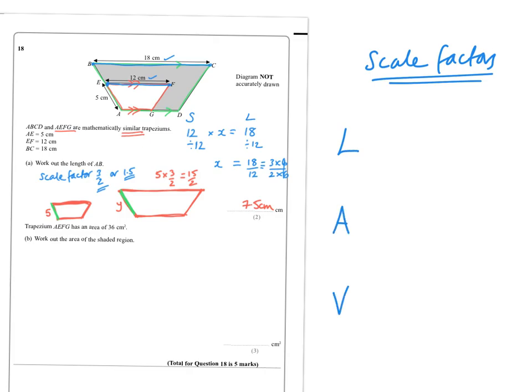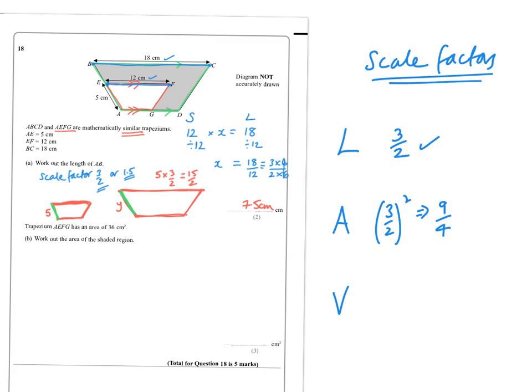Now we found out a length scale factor of 3/2 or 1.5. If we then wanted to find out the area scale factor from this, given the length, we would have to square it because area is in units squared. It's made up of the lengths times lengths to give areas. And so you'd have 3 over 2 all squared, which would be 9/4. So the area scale factor would be 9/4 between the smaller and the larger one.